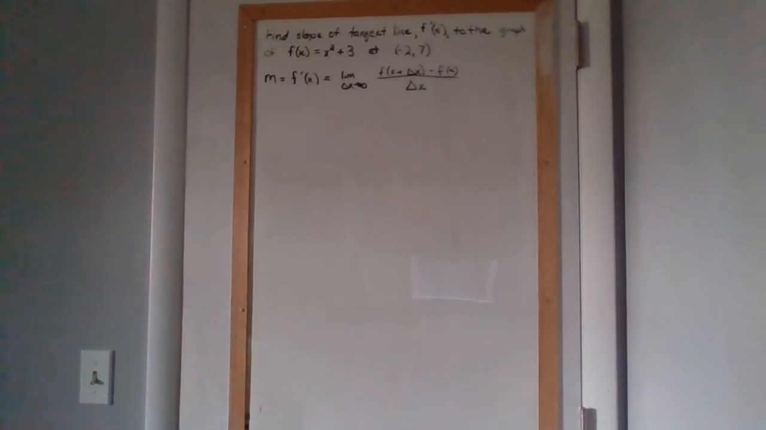So now we're on the top of the back side of your notes. This is your first example. You're asked to find the slope of the tangent line, which is f prime of x, to the graph of f of x equals x squared plus 3 at the ordered pair negative 2, 7.